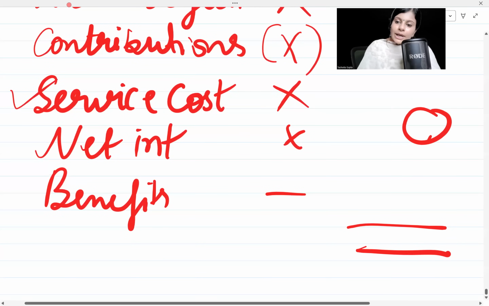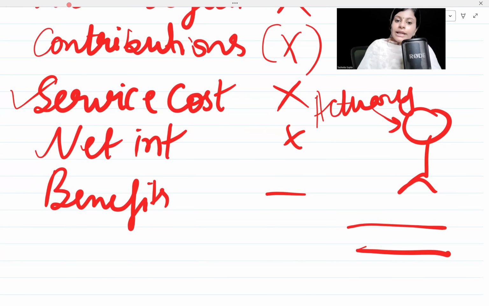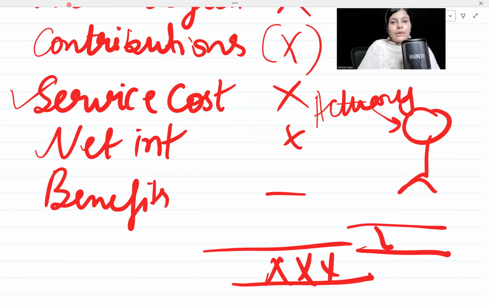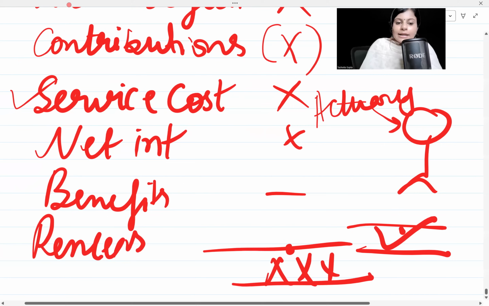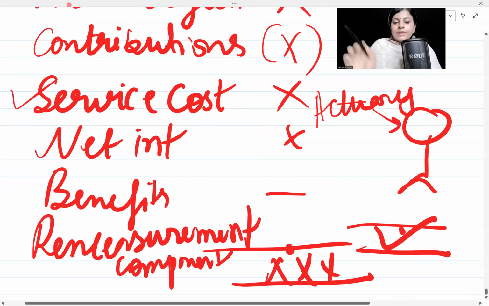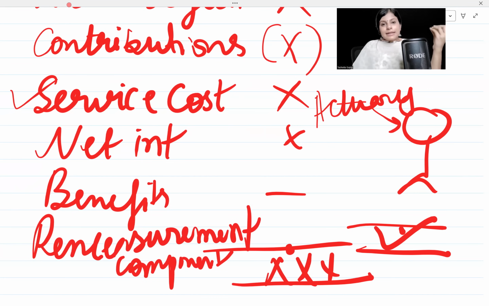But then this person will come dancing into your life, and this person is known as the actuary. Right? And this actuary will give you a closing deficit, which will be different from what you calculated. So the difference between this and this is known as the remeasurement component. And this remeasurement component then goes via other comprehensive income. That's it. So these are the basics of IAS 19.